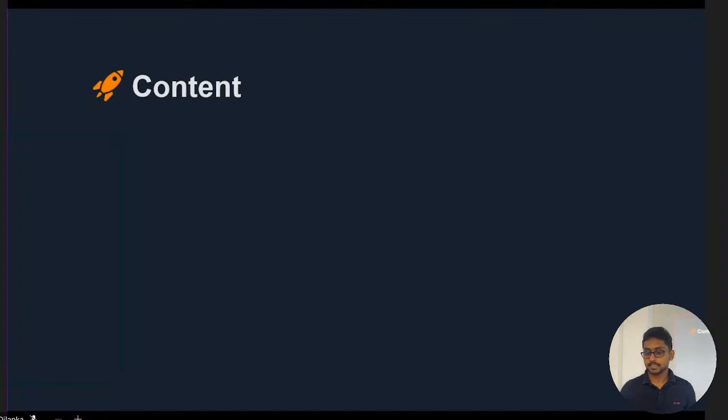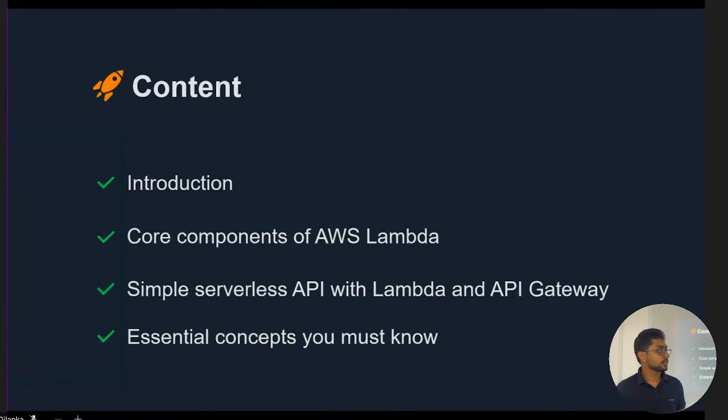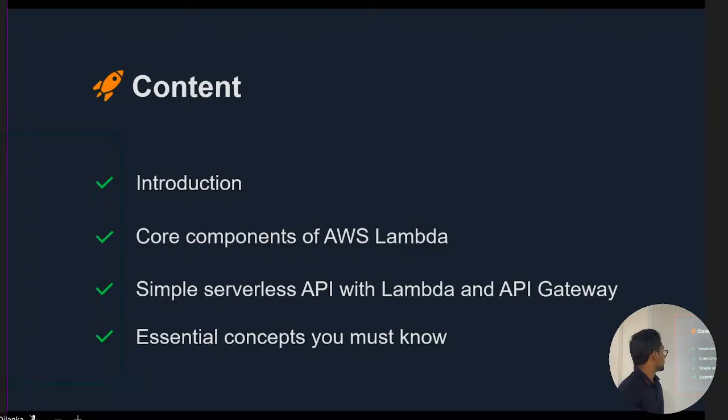Let's see what we are going to cover today. First of all, I will introduce AWS Lambda, a brief introduction about the service, and then we will discuss the core components of AWS Lambda, and then we will create a simple serverless API with AWS Lambda and API Gateway. Then we will discuss essential concepts you must know about the AWS Lambda service in order to use it in production use cases.